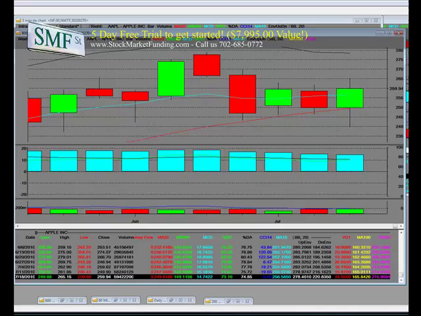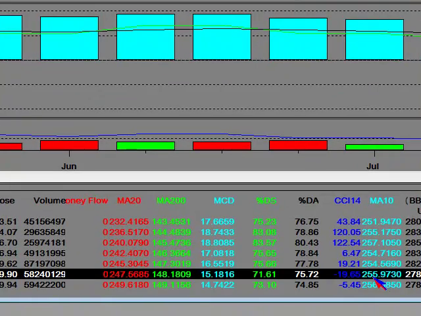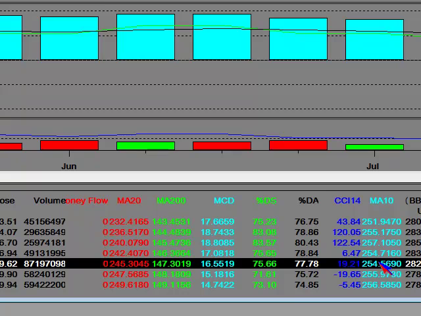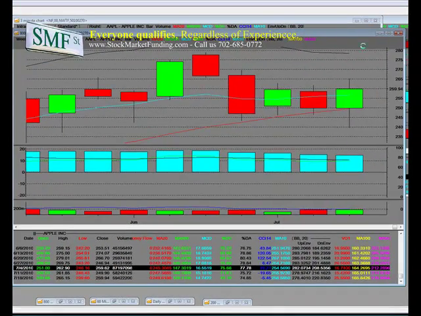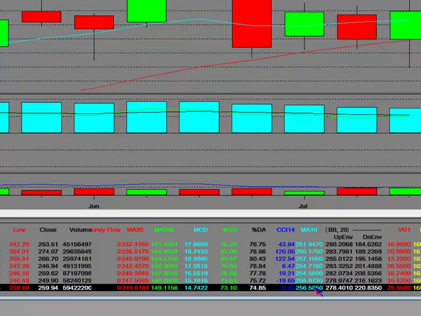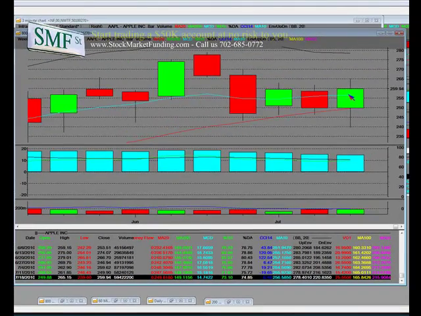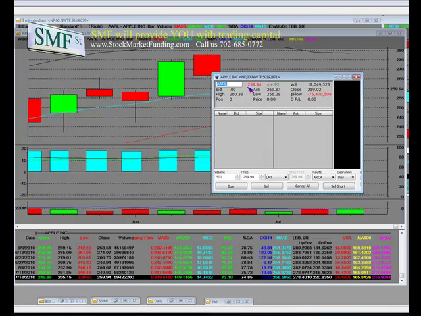So let's see what the 10-week moving average is. The 10-week moving average is at 256.58. The prior week was 255.97. And the prior week before that was 254.656. Since that low, we have gone higher in value with that 10-week. And not only that, the name Apple Computer closed at 259.84.